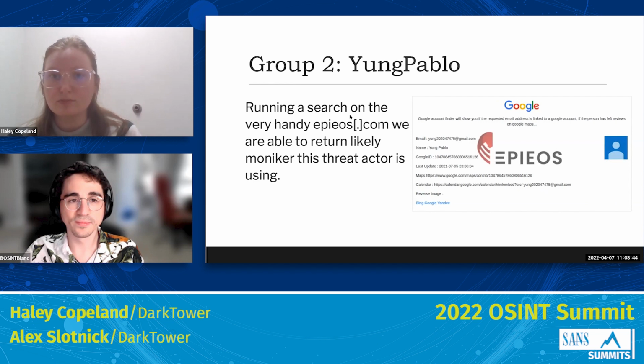So for the Young Numbers email at gmail.com, I'm going to search that in EPIOS. If you're not familiar with EPIOS, it is a tool that allows you, without notifying the email holder, to check some information about the account. It will tell you some connected accounts, and it will give you the Google ID, display name, and the last time the account was updated.